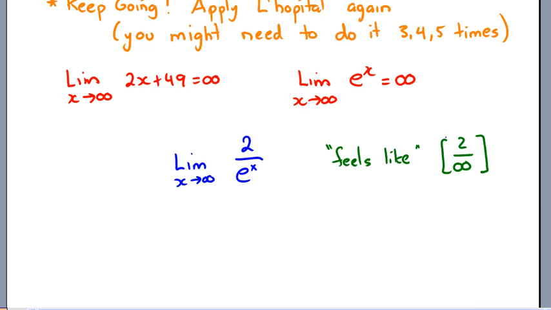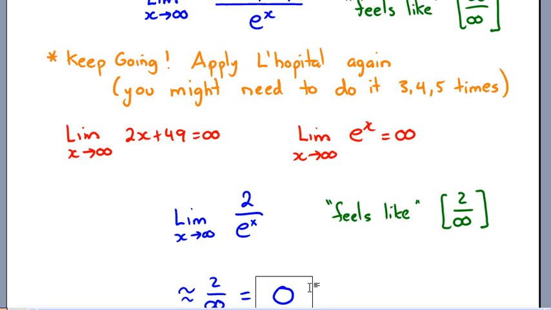2 divided by a huge number. Okay, so kind of doing a direct substitution here. 2 on infinity, if I can say that. That is going to be 0. There's my answer.